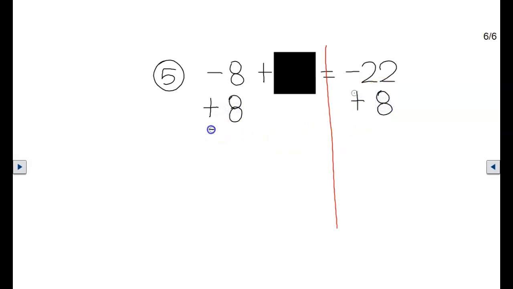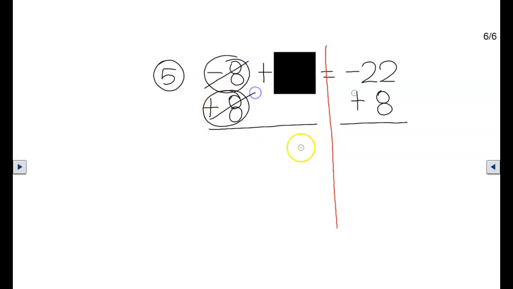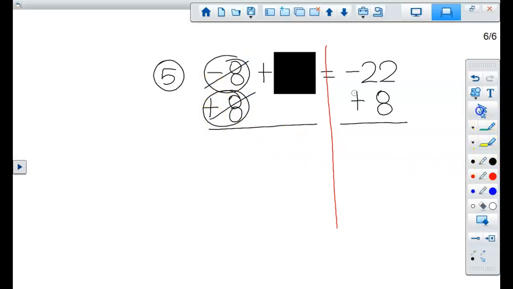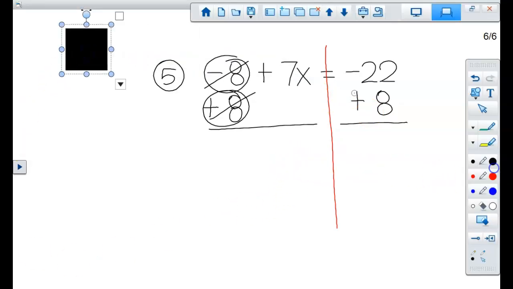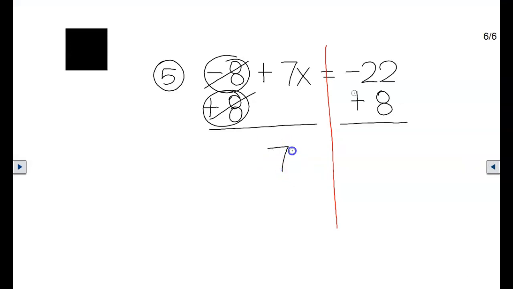So always we're in that mindset of do I have adding or do I have subtracting? And whatever you have, you do the opposite. So this is subtracting 8, I add 8. Subtracting 8, adding 8, cancel each other out. All right, so uncover. You now have your 7x, and that is equal to negative 22 plus 8, which is a negative 14. So now that the x is uncovered, I can go after that 7.